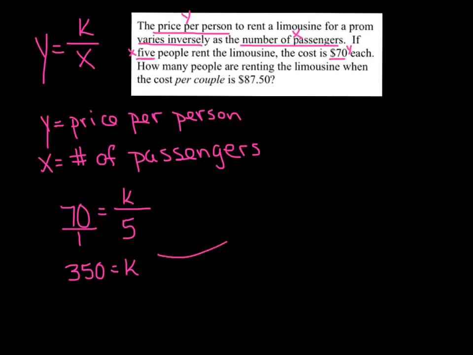Alright, so I'm going to rewrite the equation up here, and I'll say y is equal to 350 divided by x. All I did is substitute that 350 in for k, now that I know what it is. And we're going to go finish this one up.